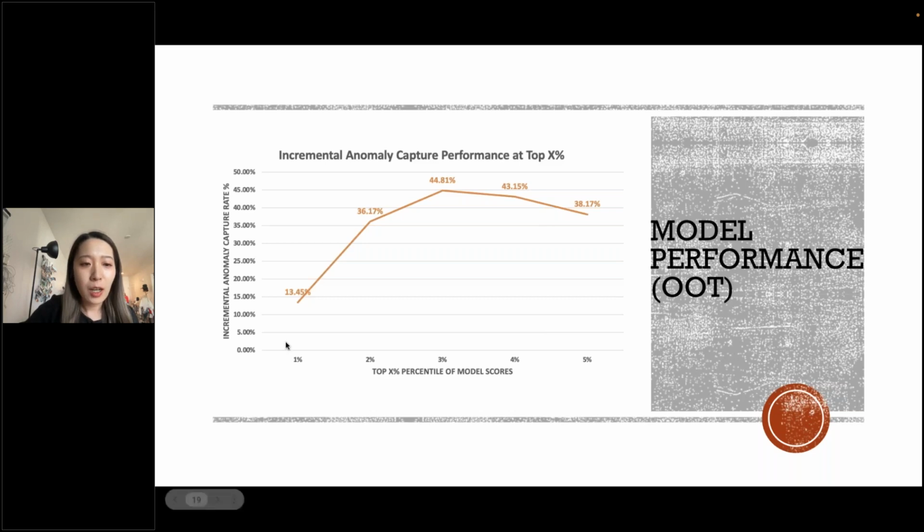So for example, for the top 1% of the model score, the new model can capture 13.45% more anomalies than the old model. And for the top 2% of the model score, my new model can capture 36.17% more anomalies than the old model. And for the top 3%, it can capture 44.81% more anomalies than the old model. Which means my new system really gives my new model more incremental capture of anomalies.